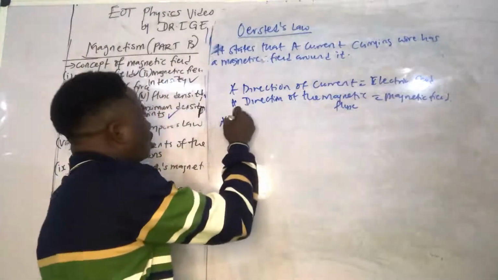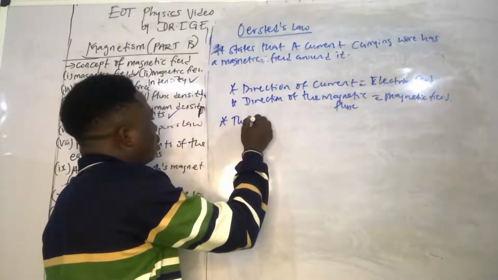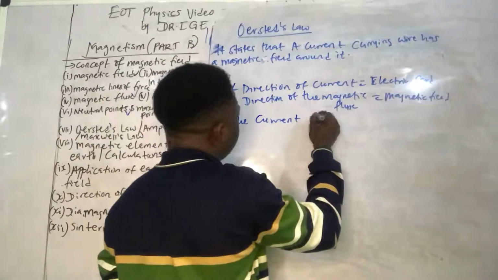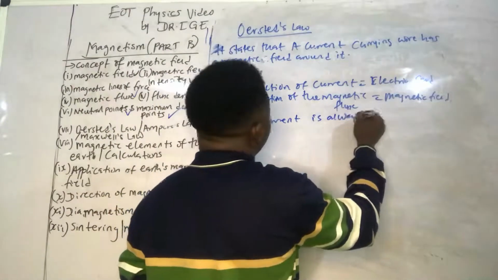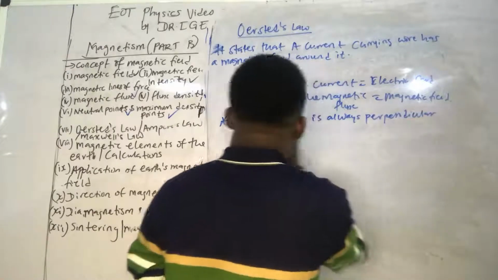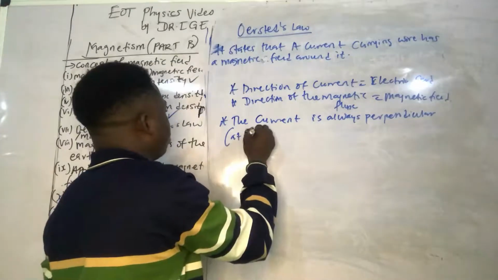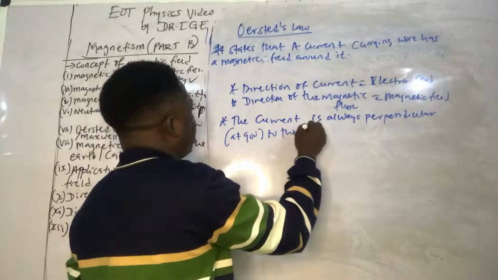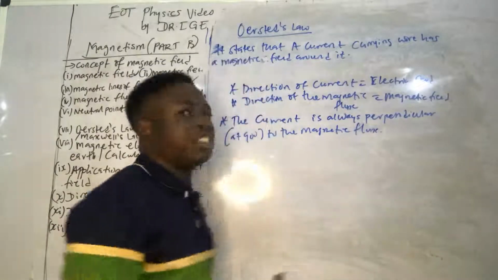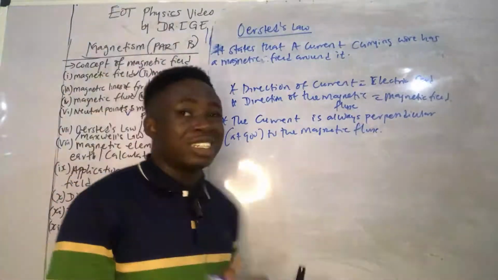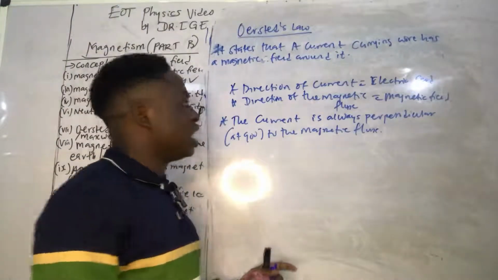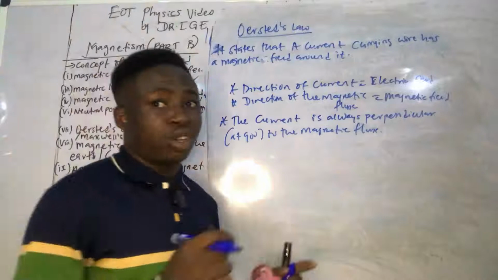So please take note that the current is always perpendicular, let me just write in brackets, at 90 degrees, to the magnetic flux. This is actually a cheat. If you're able to understand the direction of the current in a current carrying wire, you'll be able to fully understand the direction of the magnetic flux in the current carrying wire also.